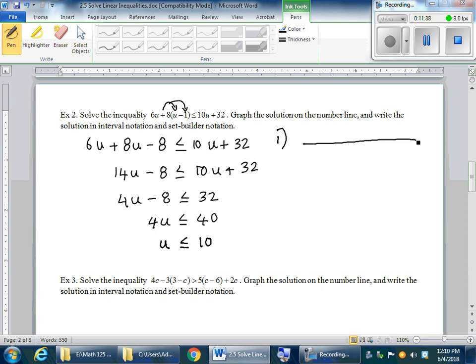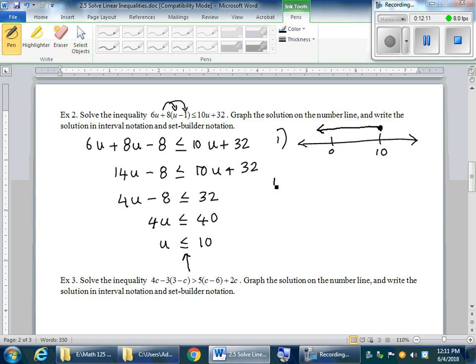So graphing it, here's 0, here's 10. Since the inequality is less than or equal to, that means this endpoint 10 is inclusive, and then we represent that by a closed circle. And since u is less than 10, it must be 0 and negative numbers.